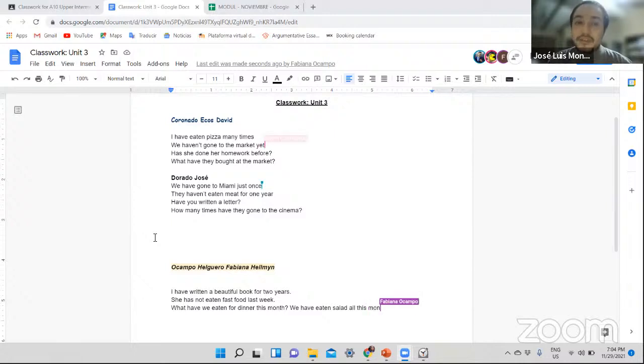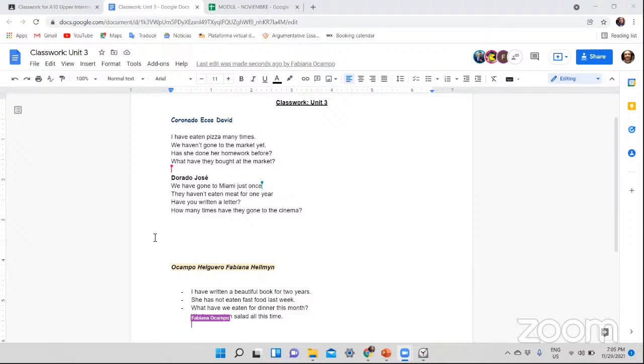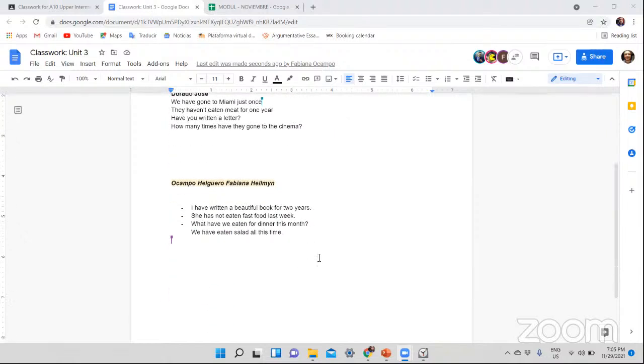Exactly. We haven't gone to the market yet. Not yet, but we're going to do it in a while, right? That's the idea of the present perfect. Something that hasn't happened yet, but of course is going to happen in a very near future, or perhaps it happened a little bit before. All right, that's it. I think I don't have any more observations because your expressions are correct and the order of your words as well. Do you have any questions about this structure and these formulas, David? Let me know, please. No, teacher. Okay, thank you very much.